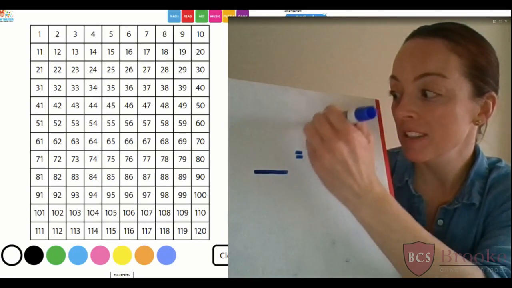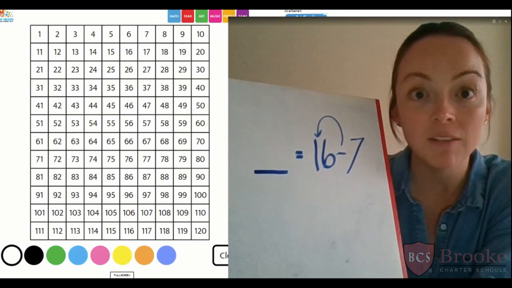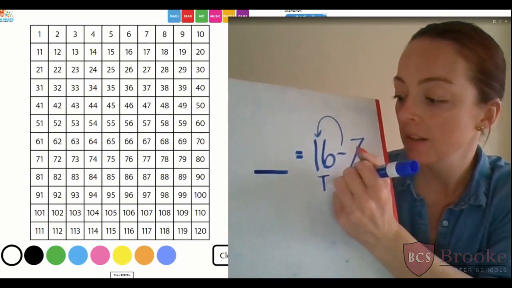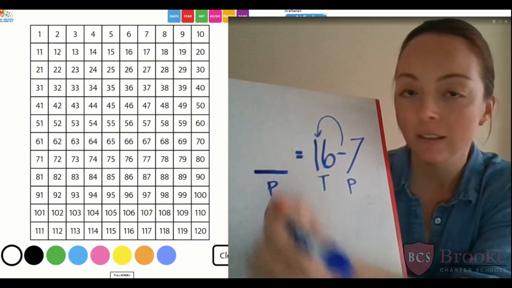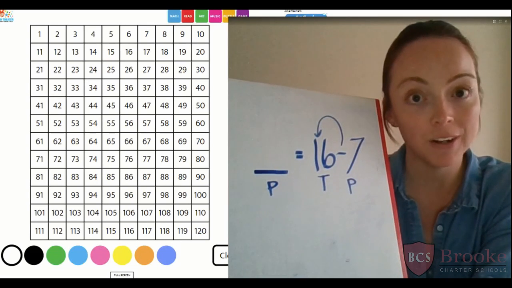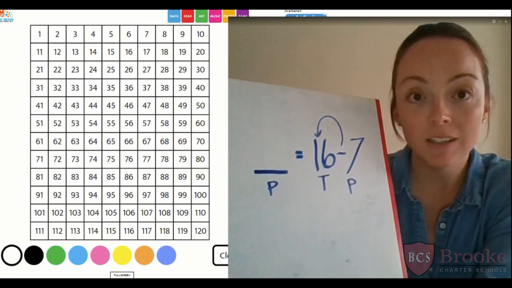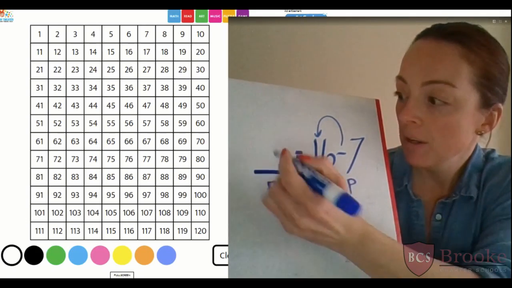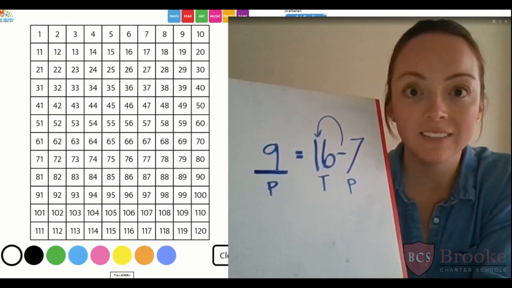Exactly. I know smart mathematicians noticed, hey, that's a minus sign, and right before the minus sign is always the big total that we're breaking apart, which makes these other two numbers parts. That means today we're missing a part, a smaller number. We can just solve this one by doing 16 take away 7. And we know, of course, that answer would be 9.